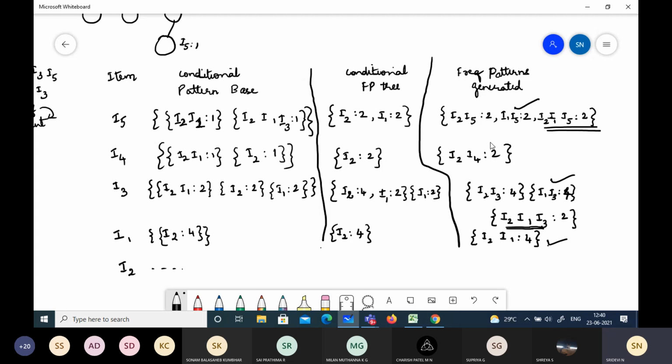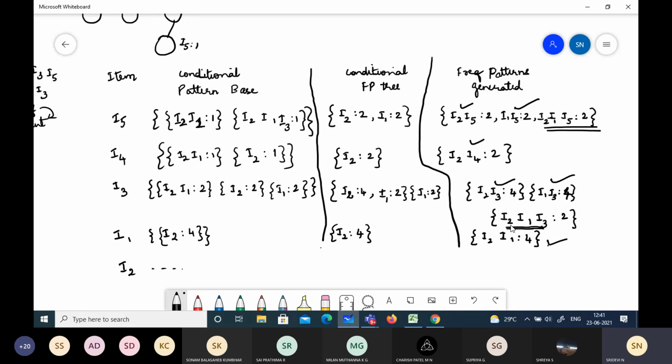And then we had I2, I4. One second. I2, I3 with 4. I2, I3 with 4 we have here. And then we had I2, I4 with 2. And I2, I5 with 2. If we cross verify, these are the two item sets which we have generated, and these are the three item sets whatever we have generated, underlined one. So the problem gives the same answer, but the method whatever we are following is different.